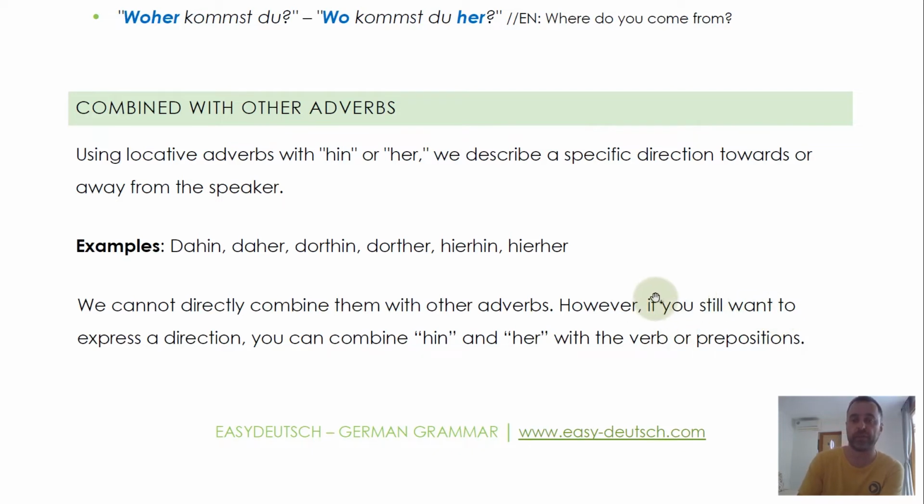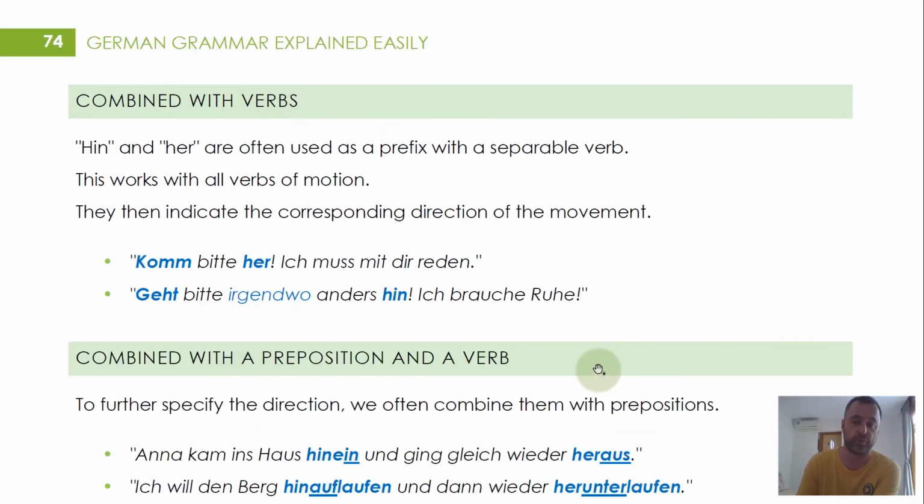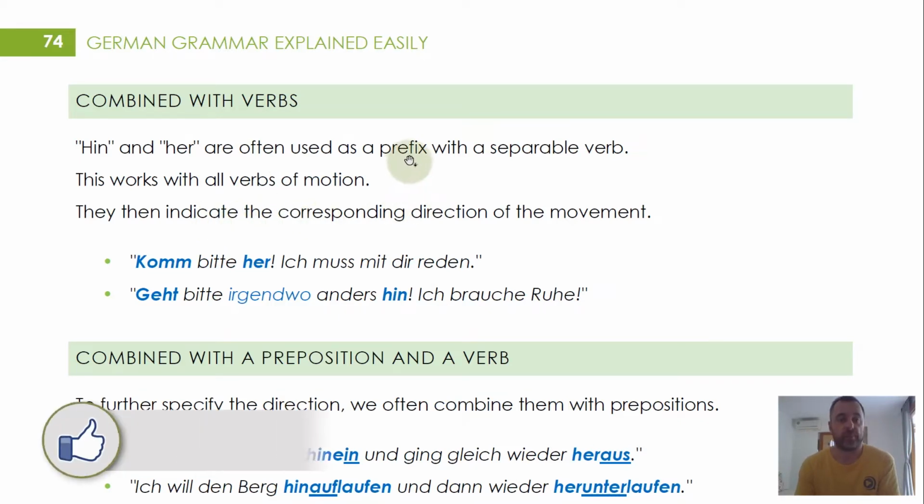But if you don't have those adverbs in your sentence and you still want to express a direction, you can combine hin and her with the verb or with prepositions. So how do we do that? If we combine hin and her with the verb, like also seen before in the example of the separated version, it's used as the prefix of a separable verb.